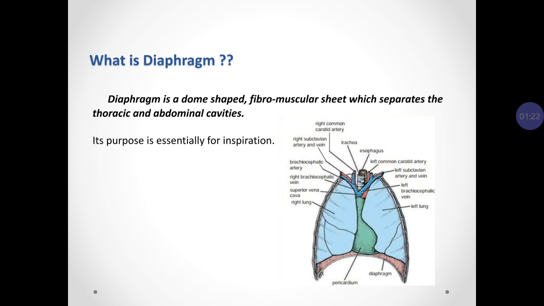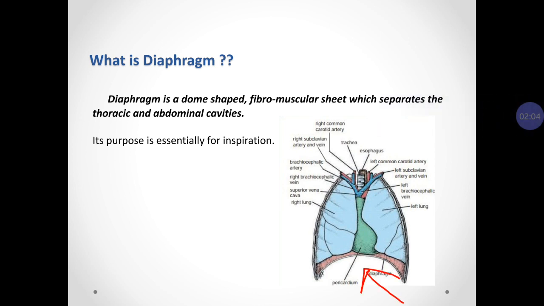So the first question is, what is diaphragm? Diaphragm is basically a fibromuscular sheet which is dome shaped, and it separates the two cavities of our body, which means thoracic and abdominal cavities. It is not a complete separation because there are many important structures which have to pass from thorax to abdomen, for example aorta and inferior vena cava. So there are specific openings in the diaphragm for that purpose. The main purpose of diaphragm is to help in our inspiration. It is also said to be the muscle of inspiration.